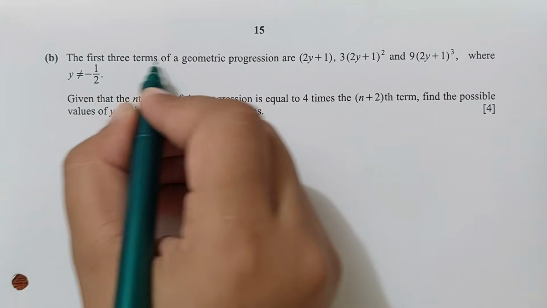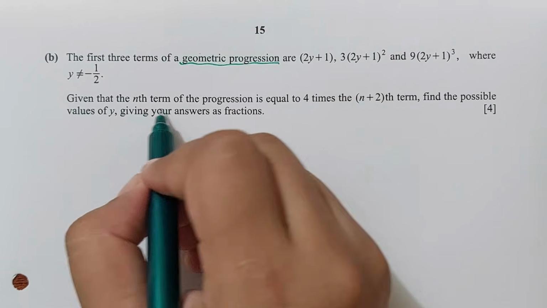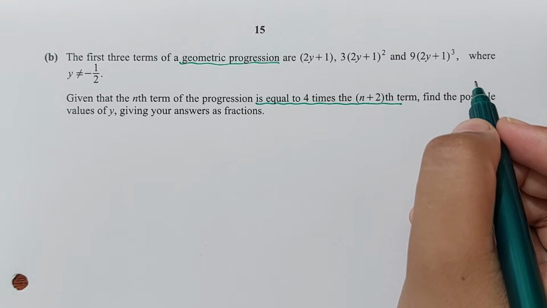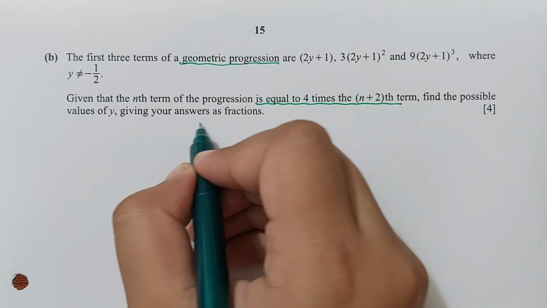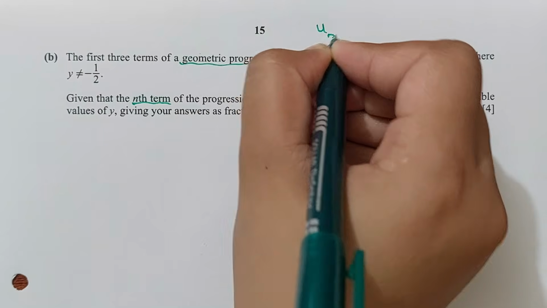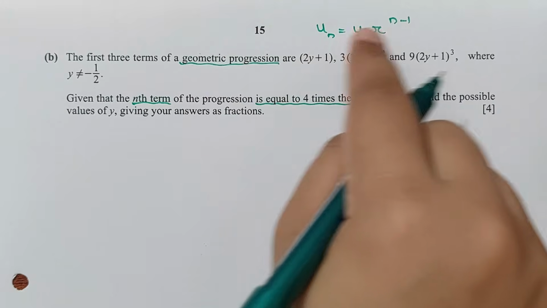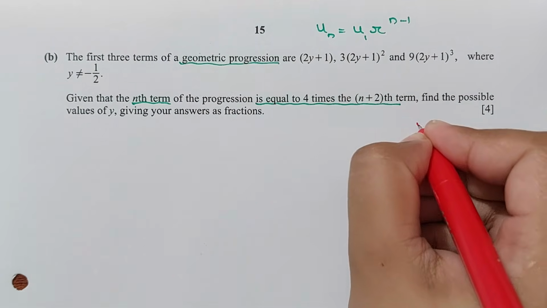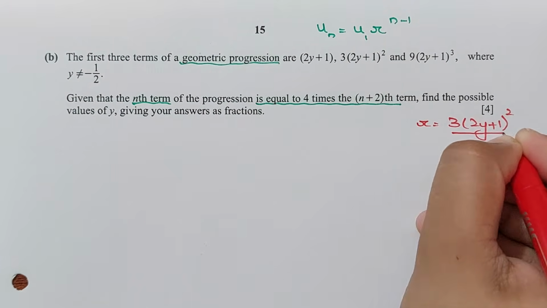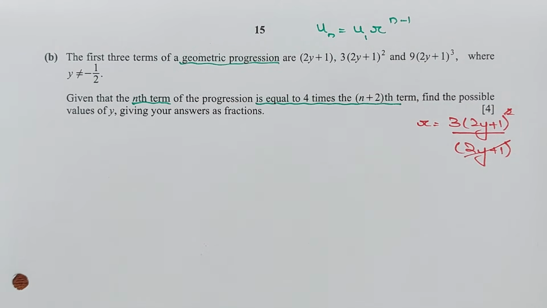Now for part B, the first three terms of a geometric progression are given, where y is not equal to minus 1 by 2. Given that the nth term of the progression is equal to 4 times the (n plus 2)th term, find the possible value of y, giving your answer as a fraction. For a geometric progression, the nth term is un equals u1 r power n minus 1, where u1 is the first term and r is the common ratio. Solve for r. r is the second term, which is 3 into (2y plus 1) square, divided by the first term, which is 2y plus 1. So like factors are cancelled, and 3 into (2y plus 1) is the common ratio.